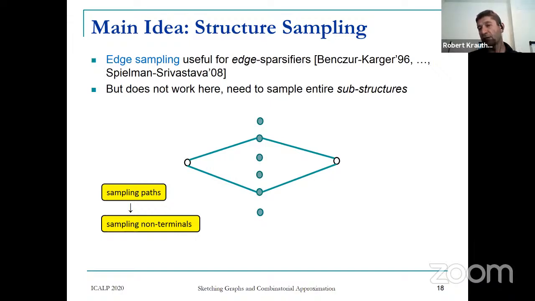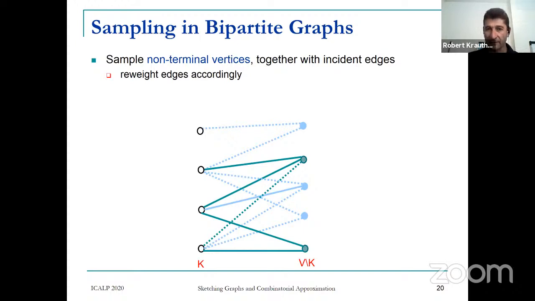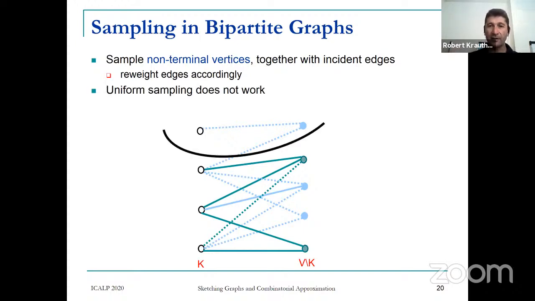So if I sample all the incident edges, I get all these paths of length 2 in between. Okay, so now I draw it as a bipartite graph. The terminals, k of them, are on the left, the non-terminals on the right. And I'm going to sample the non-terminals on the right independently. Now, of course, if you sample a vertex, then you want to reweight it in inverse proportion to the probability. That's very standard. You have an unbiased estimator.